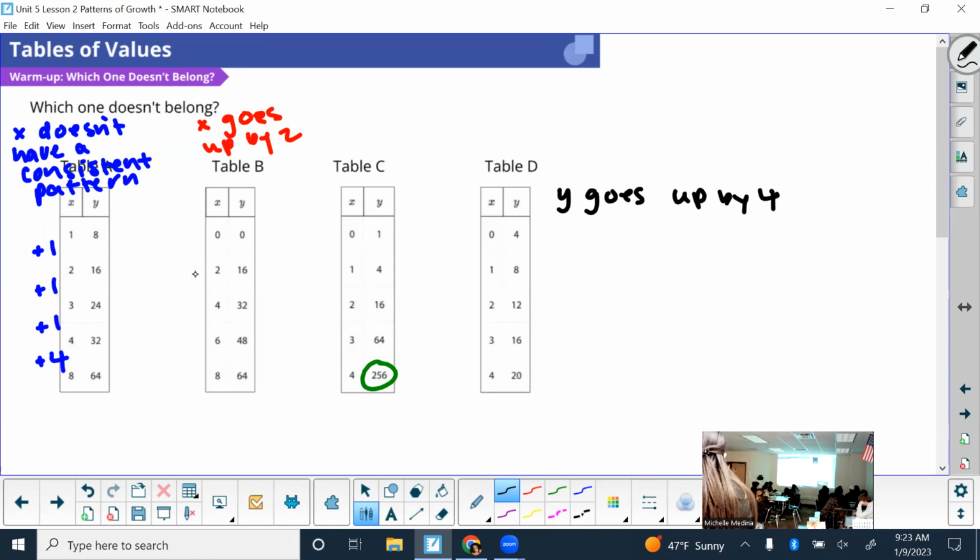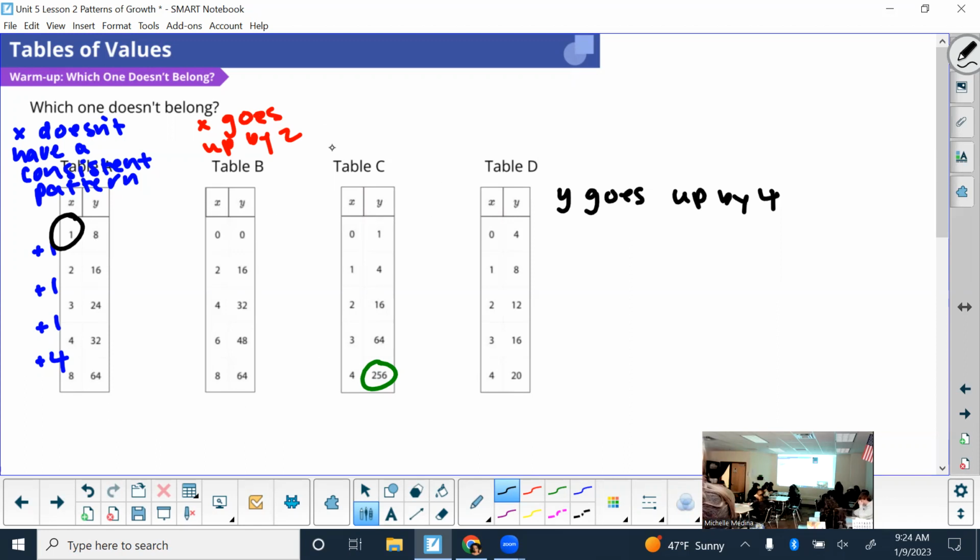Other things that you guys didn't say, but that the book says for reasons why they don't belong. So for table A, they said that it's the only one that doesn't have an X value that starts at 0. Right, the other 3 do. This one starts at 1. So that's something else you could have noticed. Table B only has even values. So in the other ones, there's odd values at least once. This one is all even values.